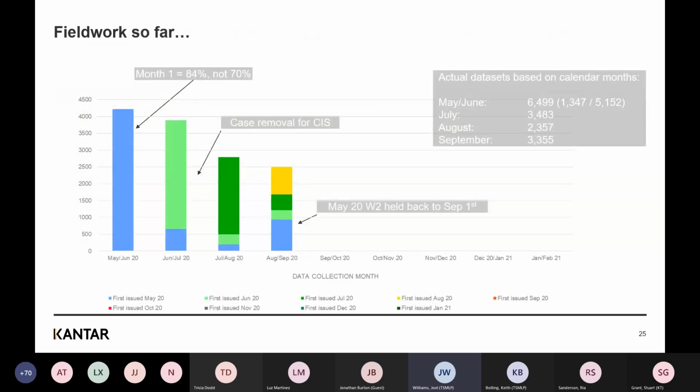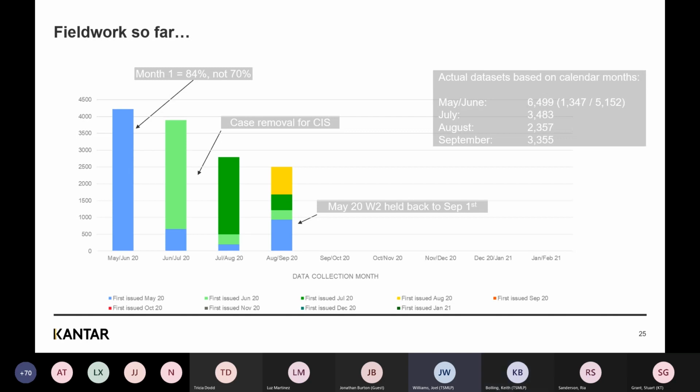So going back to that chart, it meant that the number of interviews achieved in the first couple of months was quite a lot more than expected. We have also done various other things, as I mentioned, the case removal for the COVID infection study. There was also some holding back of wave 2 until September the 1st, which was part way through the 4th data collection month. So there are various things that have muddied the waters.